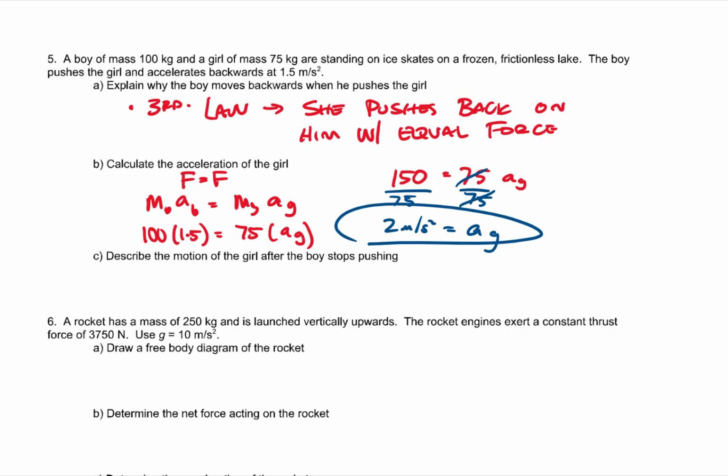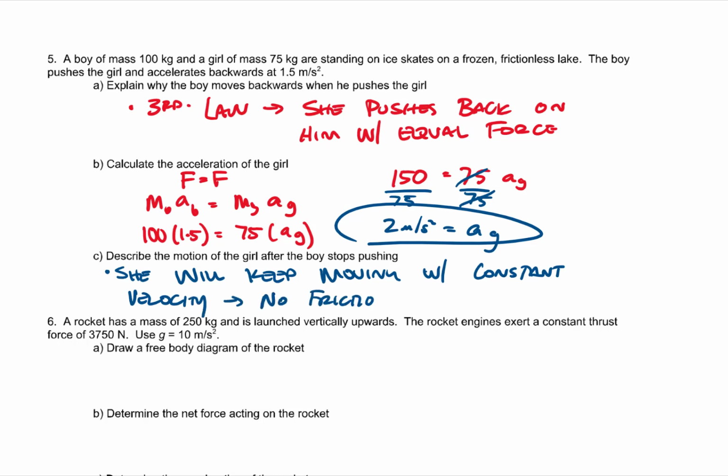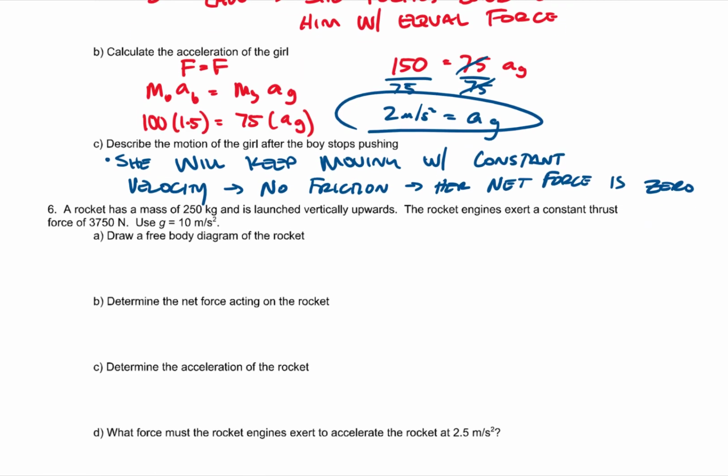Now, after the boy stops pushing, the girl will be moving, and she's on ice. We're saying it's frictionless, so she will keep moving with constant speed, with constant velocity, because there's no friction. Her net force is 0. Now, in real life, there's a tiny bit of friction, so she will eventually slow down. But in this example, it's frictionless, so we're going to say that she keeps going with a constant speed.